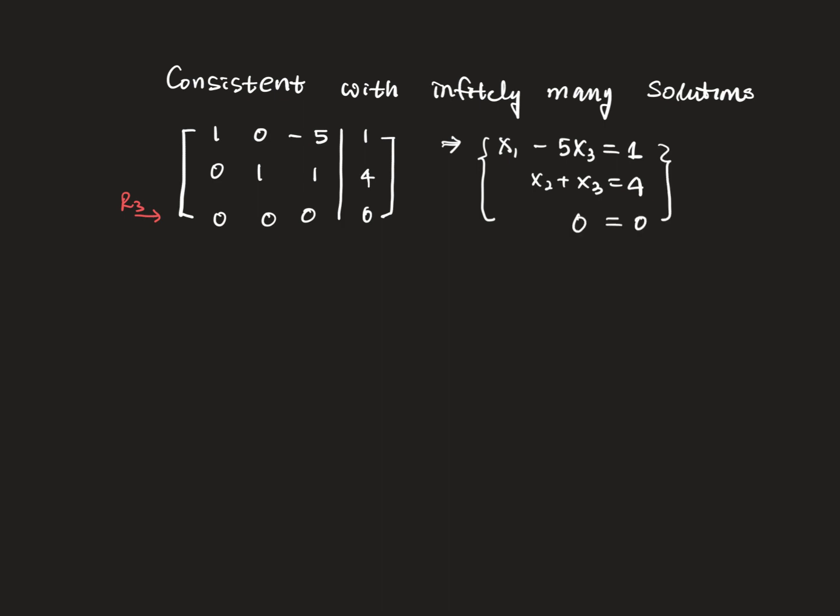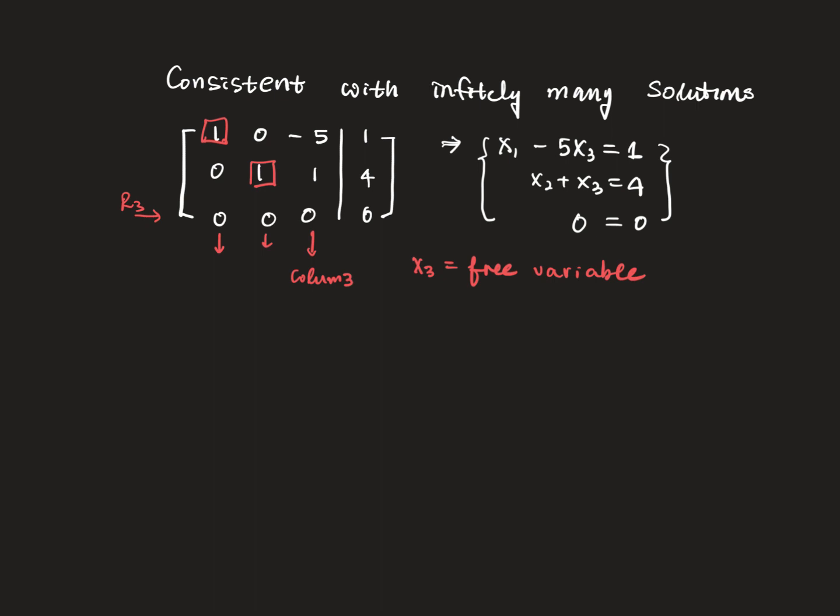Okay, so let's find the pivots. The first row has its pivot right there, and that's a pivot column. The second row has its pivot right there, and this is the second pivot column. In the third row there's no pivot; that's column 3. So x3 is going to be free; we call it a free variable, which means you can have any number there, and you can find x1 and x2.